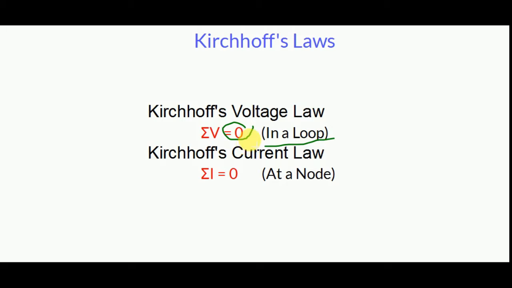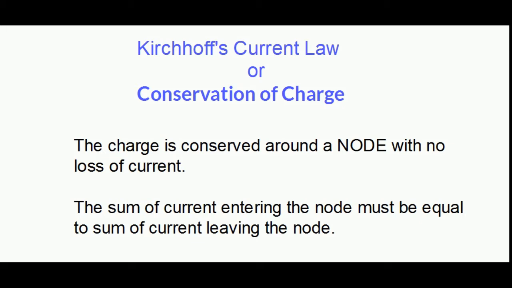In Kirchhoff current law, the algebraic sum of all the currents at a node must be equal to 0. We will discuss the KVL in our next video. Let's discuss the KCL in a little bit more detail.